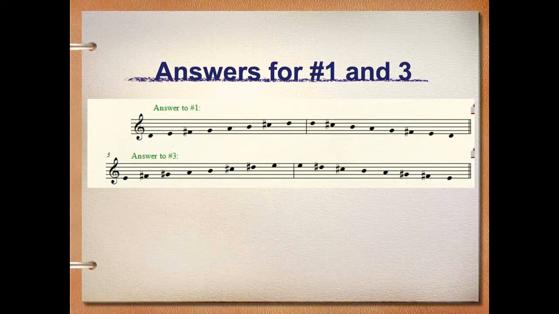So here are the answers for number 1 and 3, written a little bit neater. D, E, F sharp, G, A, B, C sharp, D. Again, just as review, we have whole step, whole step, half step. 1, 2, 3, 4. Tetrachord 1. Then we connect those with a whole step, and then we have TC2. Whole step, whole step, half step, thereby creating the D major scale.